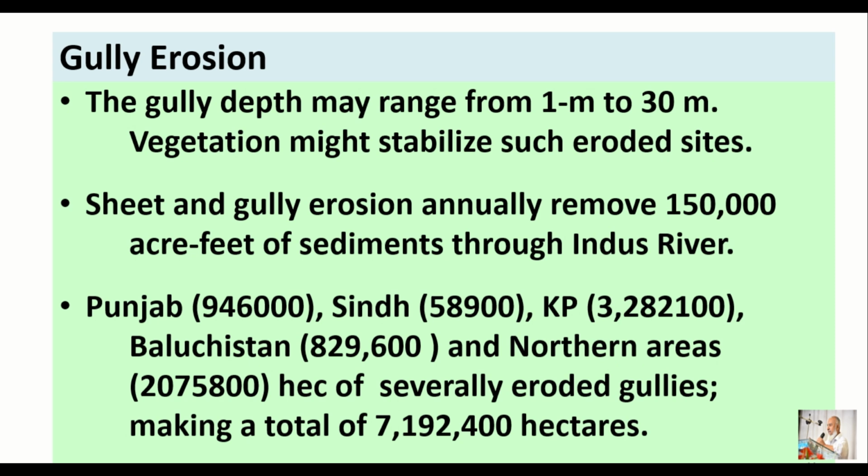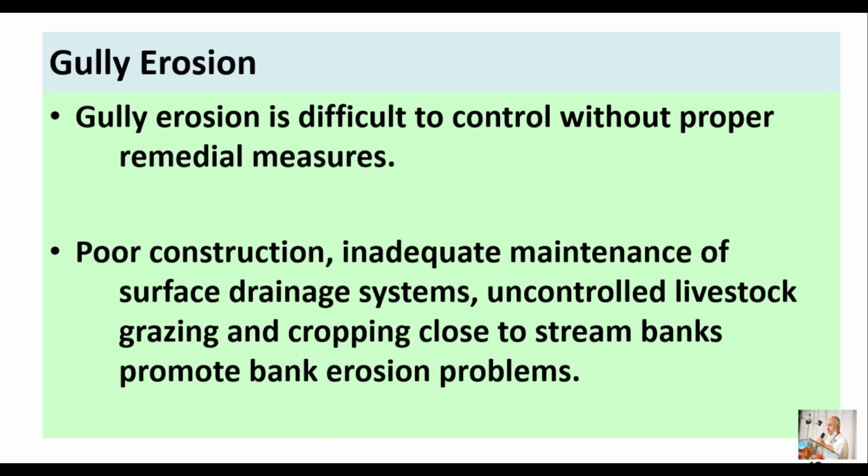Vegetation might stabilize such eroded sites. Sheet and gully erosion usually removes 115,000 acre feet through the Indus River. Punjab, Sindh, Khyber Pakhtunkhwa are all severely eroded through gully erosion, making a total of 71,92,400 acres of land. Gully erosion is difficult to control without proper remedial measures. We cannot control it in the ordinary way.